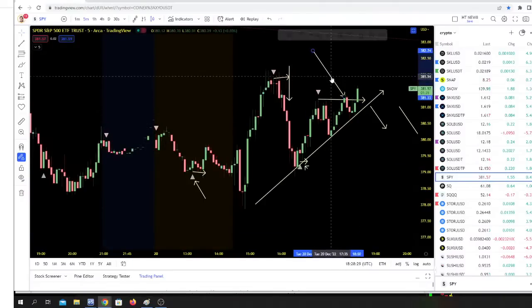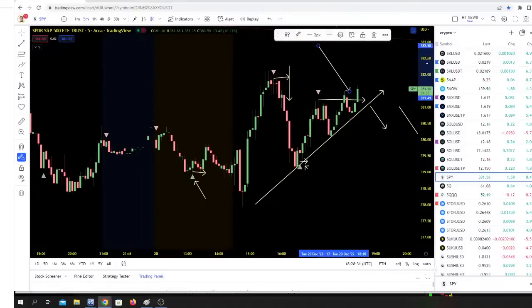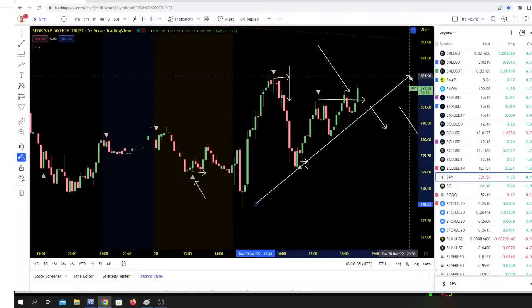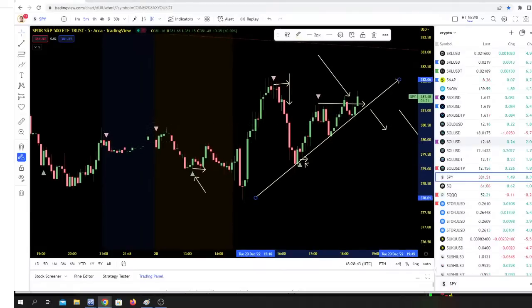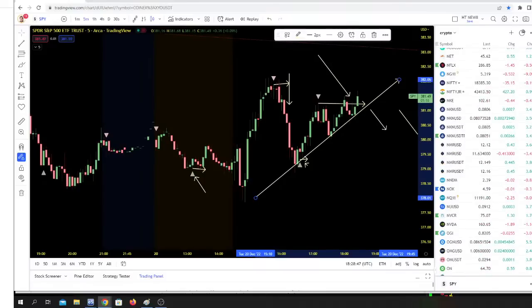Yeah, it looks like it's trying to break out. Nothing yet. Give it a little time. We're still on that morning uptrend. And I really don't think much of today's bounce, quite frankly. Let me go back to that Nvidia chart.